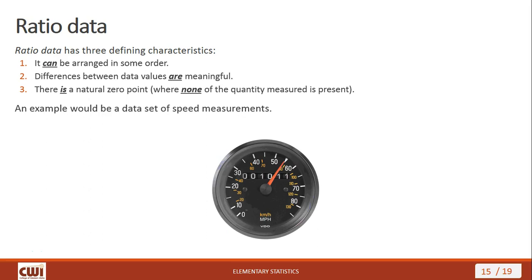And there is a natural zero point. So when you look at zero speed, that means you're not moving. There's no speed to you. You're not in motion at all. So there is a natural zero point, and those three characteristics together make speed measurements a data set of ratio data, or the ratio level of measurement.